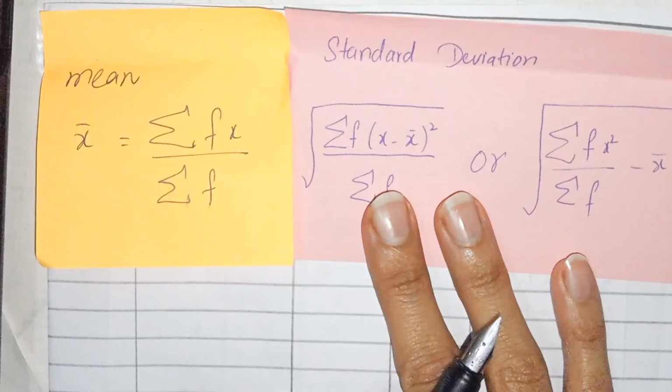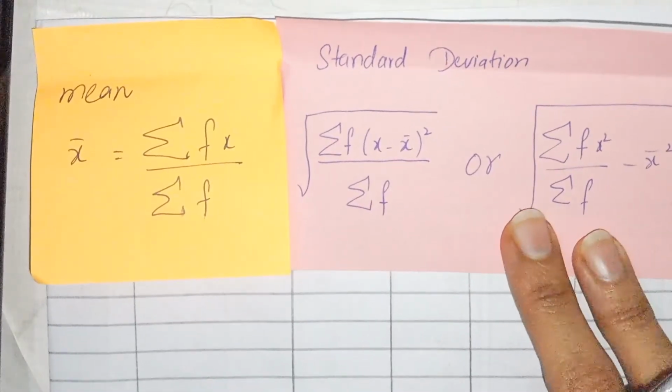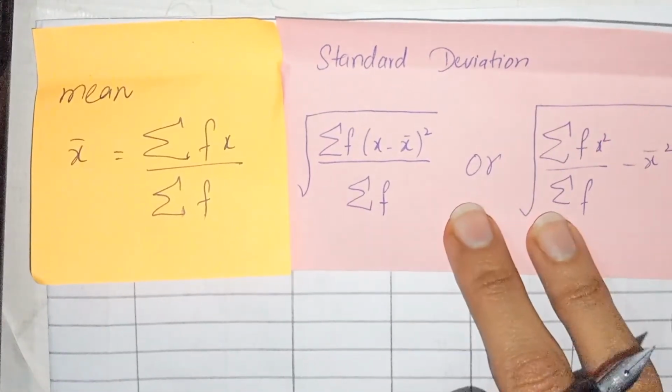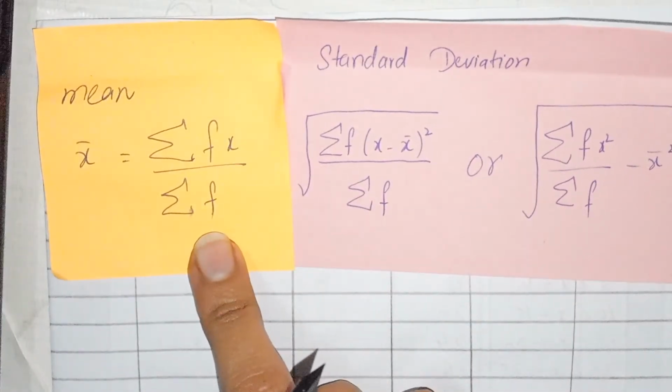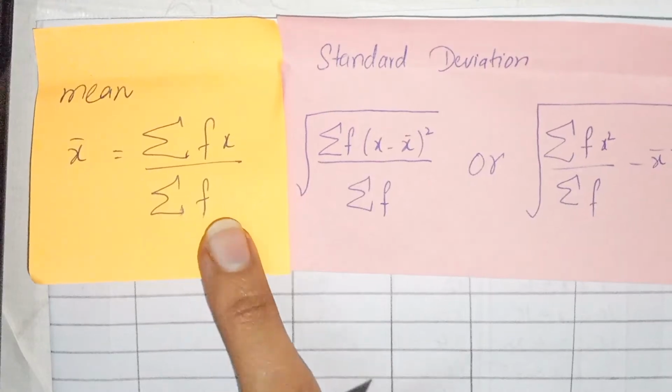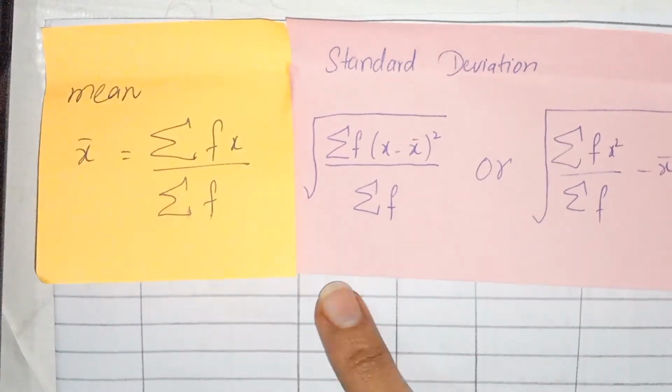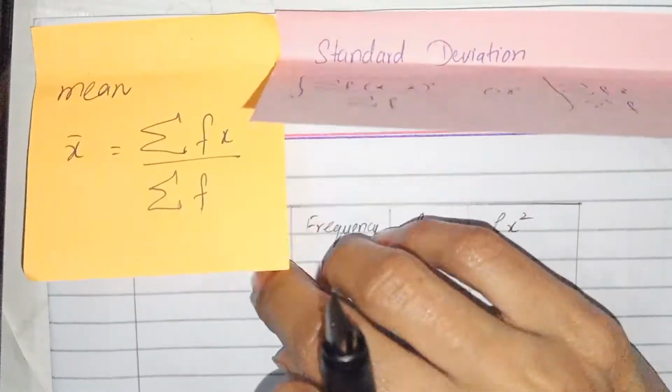Now students, you know the formula of the standard deviation. This formula I will use. Both are the formula for the standard deviation, and to find the mean we have to apply that formula. And for the values of this formula, we have to complete this data.